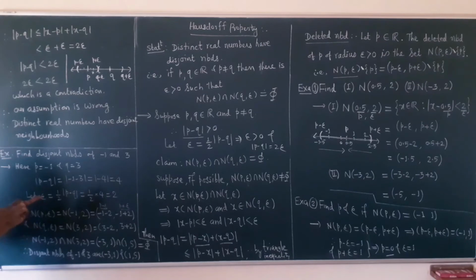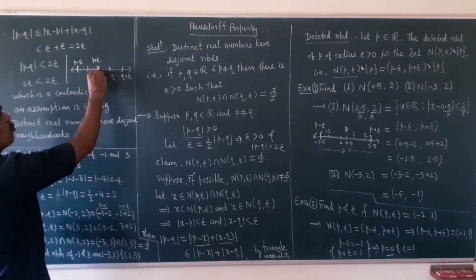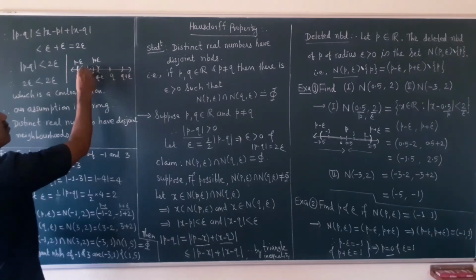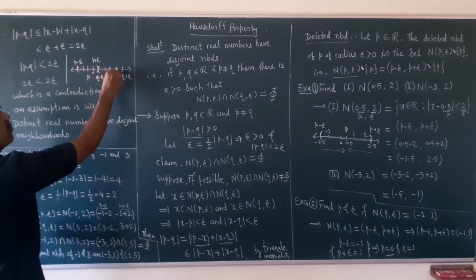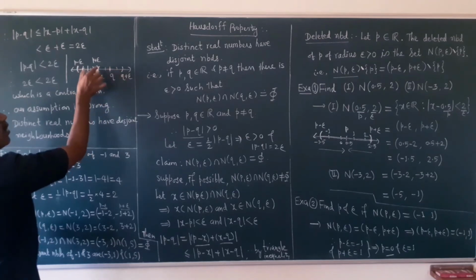So, therefore, now you choose epsilon as half of this, or you may choose this as 1/3 also, does not matter. You may choose this as 1/3 or 1/4, does not matter. You choose half of this, 1/3 of this, 1/4 of this, 1/10 of this. Okay. As small as you can choose. See, I have chosen half. If you choose 1/3, then the neighborhood will be like this, smaller. They have nothing common.